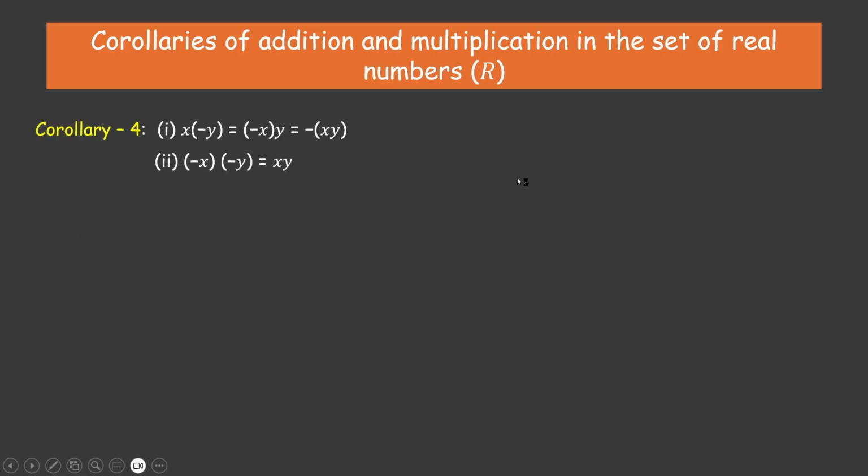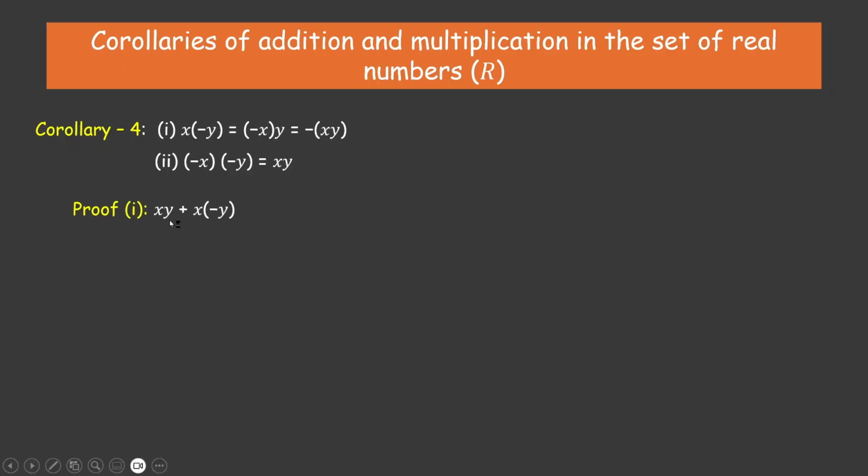Lastly, we are looking at corollary 4. Once again, it has two parts. Let's look at the first one. x into negative y is equal to negative x into y is equal to negative of xy. This is something we want to prove.